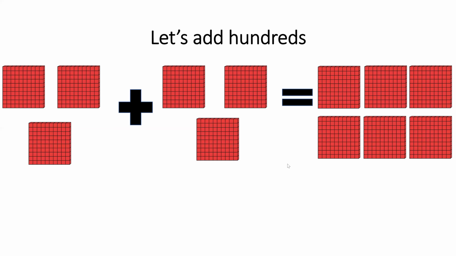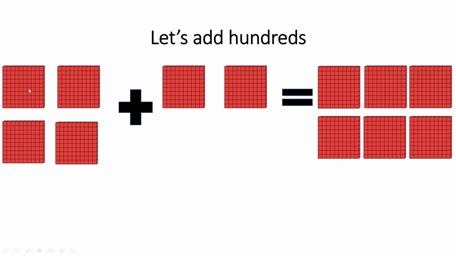So today we're going to add our hundreds. As you can remember, this equals 100. So let's count how many we have. 100, 200, 300. 300 plus 100, 200, 300 equals, now we're going to count all together. 100, 200, 300, 400, 500, 600. Great job. Let's do another one.